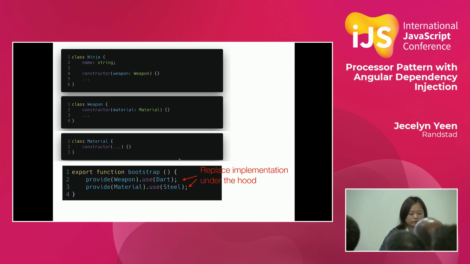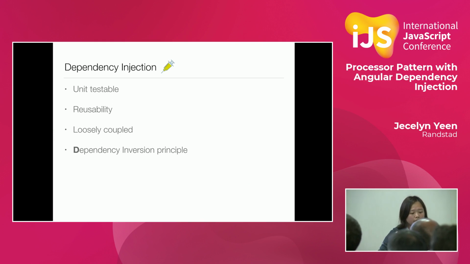Okay, so the benefit of doing this is we can replace the implementations under the hood. For example, we can change the Weapon class, now I want to use a dart instead. I don't want to use the nunchucks as the weapon. I want to use a dart. Then we can change the implementation under the hood without changing our code. So with dependency injection, it makes things unit testable, it increases reusability, and it basically loosely couples your class with the implementations, and it follows the D concept because we're applying the dependency inversion principle.